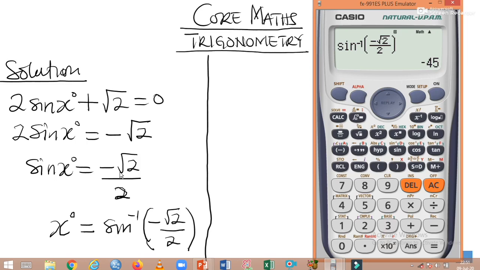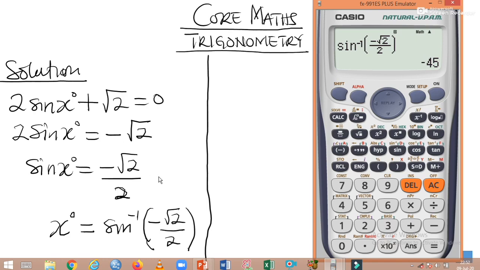Now let's come here. When we did the rearrangement, we got sine x degrees equal to negative root 2 on 2. And we know that sine is negative in the third and fourth quadrant. Sine is negative in the third and fourth quadrant. I hope you are with me. Good.